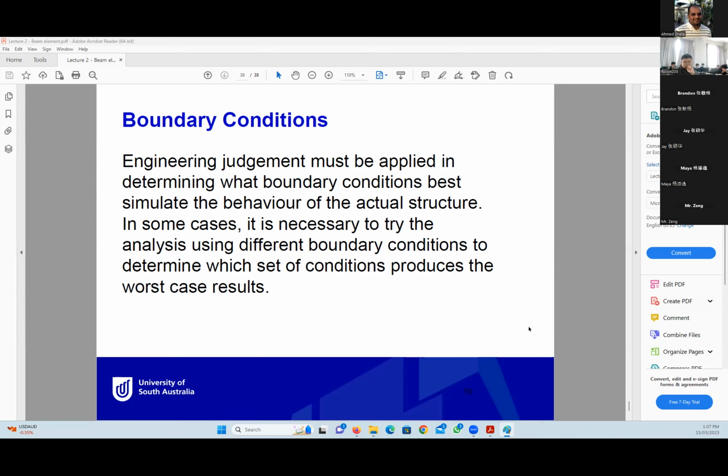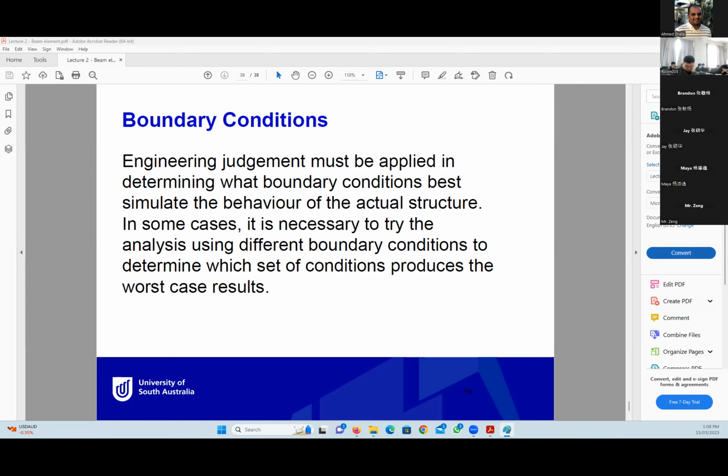Okay, so the boundary condition is an important thing we need to know in the model because it will affect the behavior, and we need to take this into consideration. Okay. Do you have any questions about this?